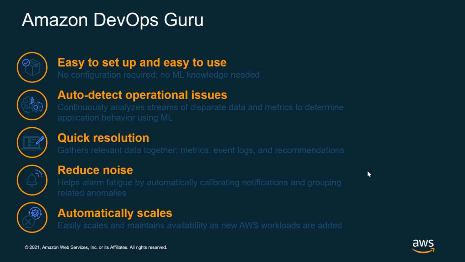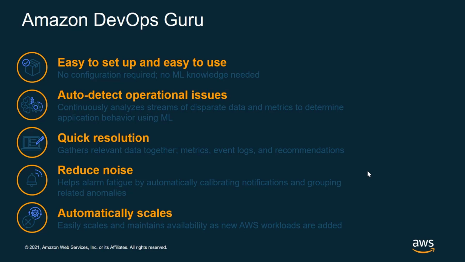The system will reduce noise in a couple of different ways. First, when an issue occurs, instead of receiving 10 or 15 different alarms about the same issue, DevOps Guru will collect those together and provide a single DevOps Guru insight, which contains all of the anomalies that are currently ongoing.